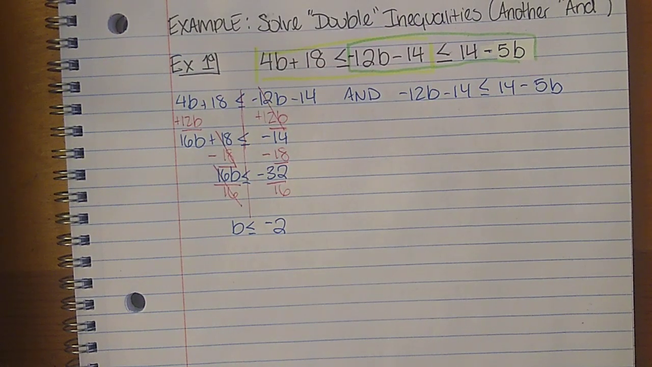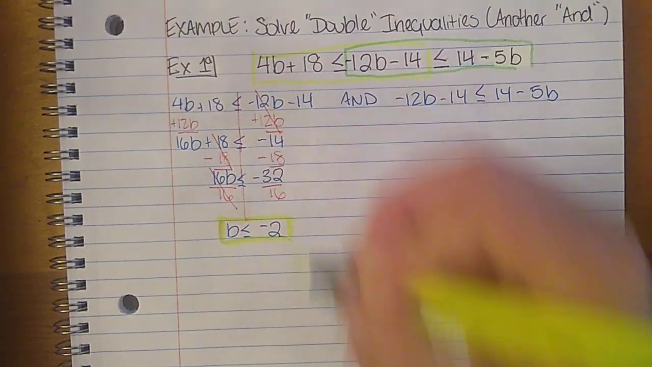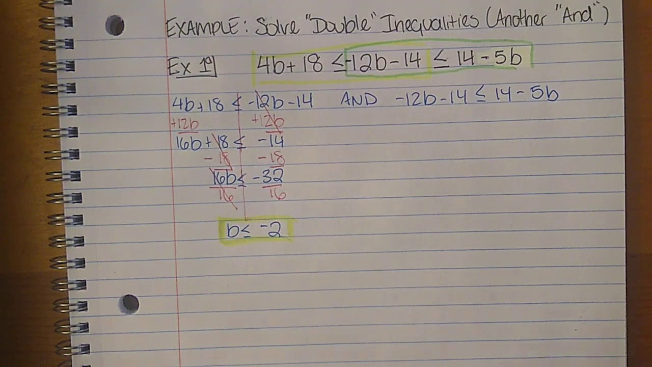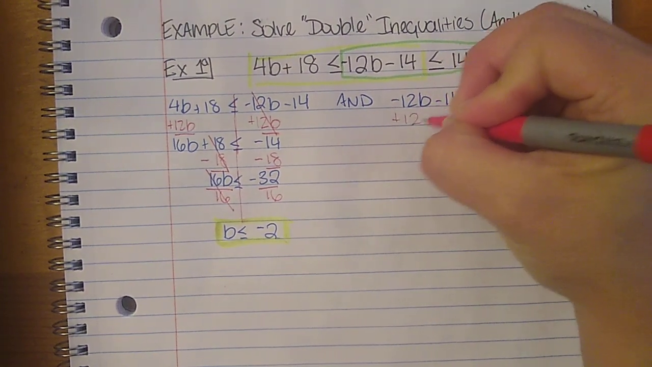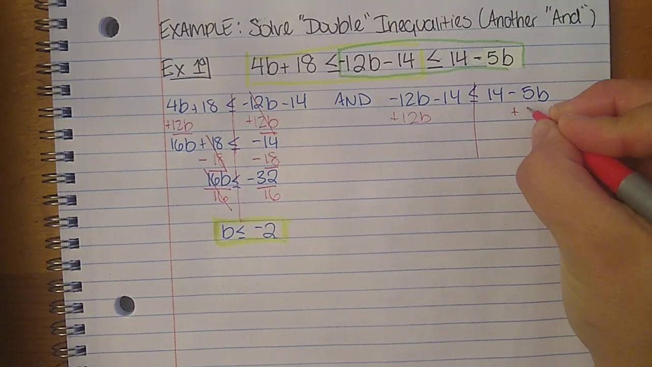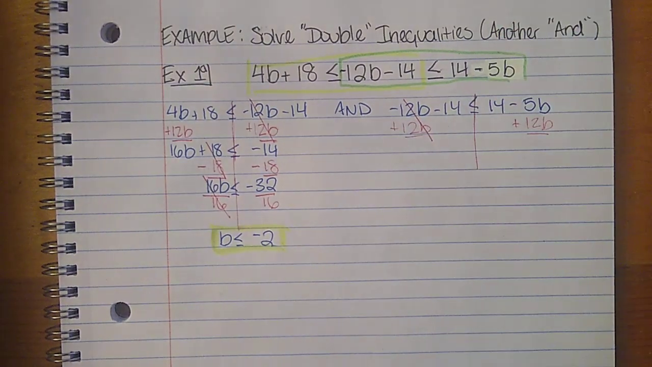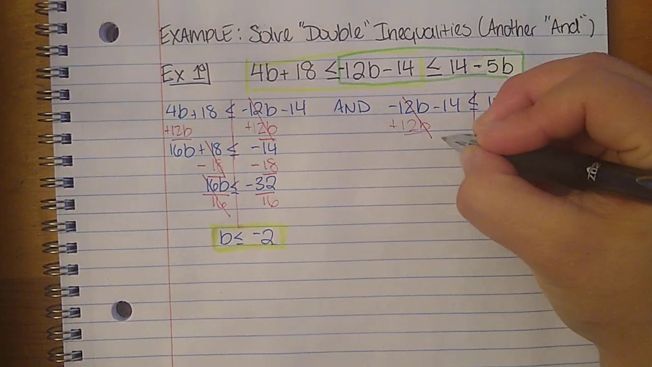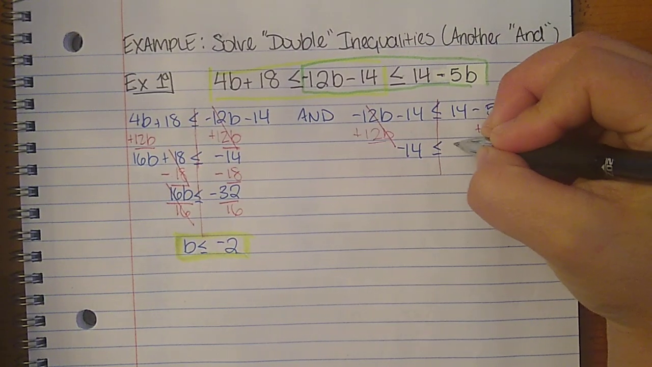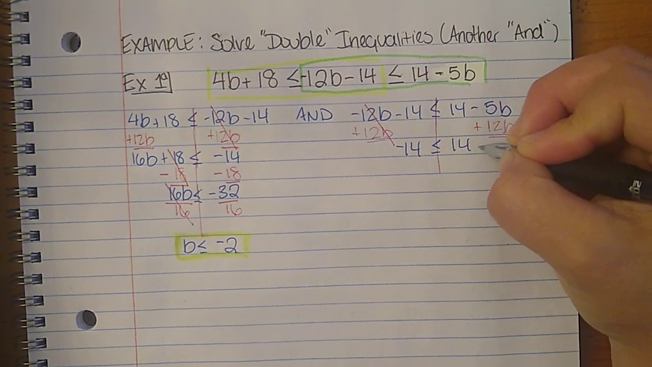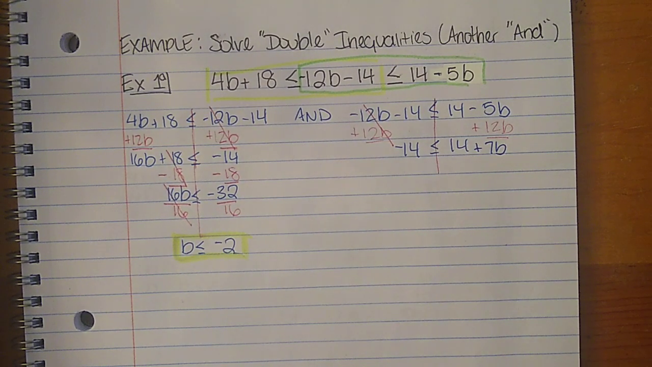So that's our first inequality, the solution to one end of this. My other inequality, same deal. This time I'm going to be adding the 12b. This prevents me from having to divide by a negative at the end of this whole situation. Combining my like terms, they get to cancel out. I have negative 14 is less than or equal to 14, and now this is positive 7b, because negative 5 plus 12 is 7.